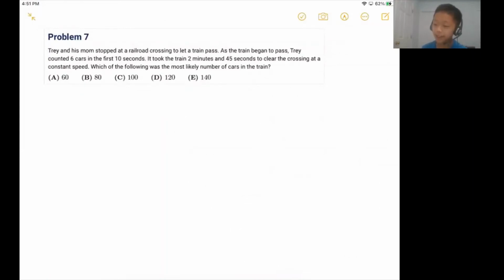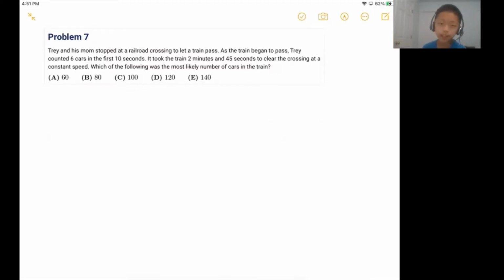In this question, we're given Trey and his mom, and they stopped at a railroad crossing to let a train pass. As the train began to pass, Trey counted 6 cars in the first 10 seconds, and it took the train 2 minutes and 45 seconds to clear the crossing at a constant speed. So which of the following was the most likely number of cars in the train?